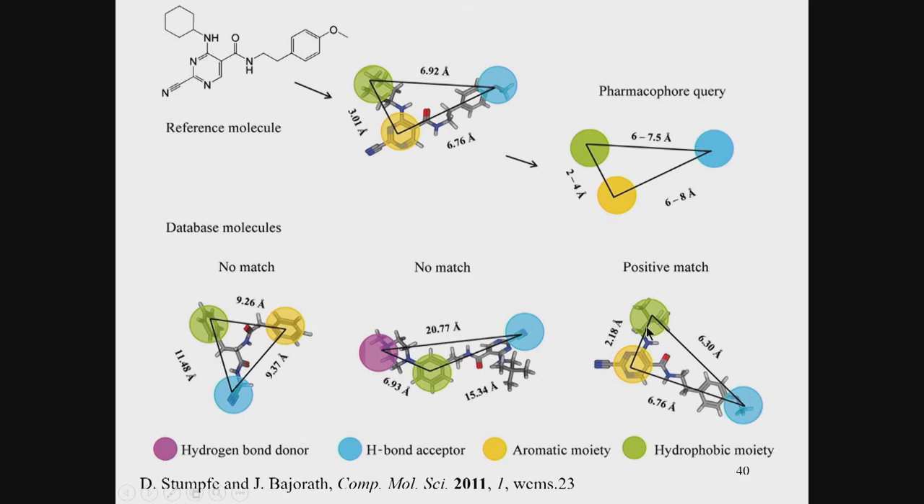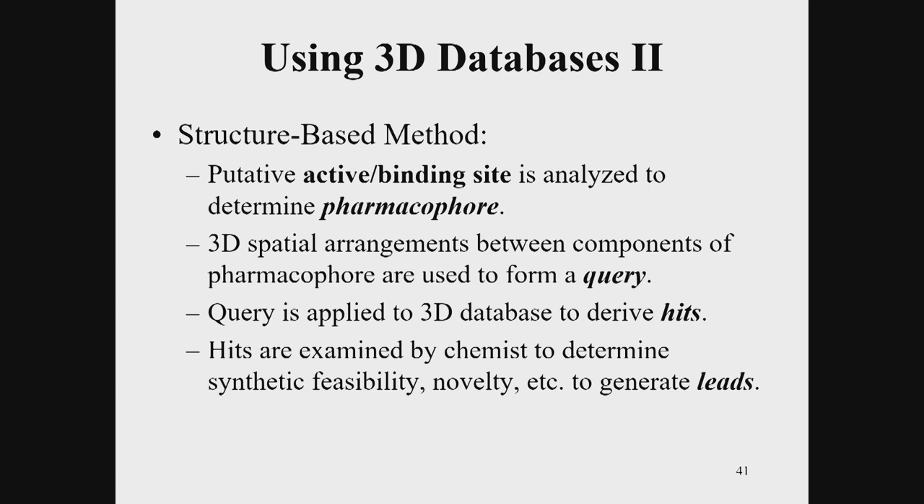Now, the second way we can do this is to use 3D databases in a structure-based way. We will take the active site of a protein or receptor or enzyme or whatever, and use that to determine what we think the pharmacophore should be. And again, we'll then create a query. We'll apply the query to our database to drive hits, and then we'll have our chemists look at those and see if we can make some lead compounds.